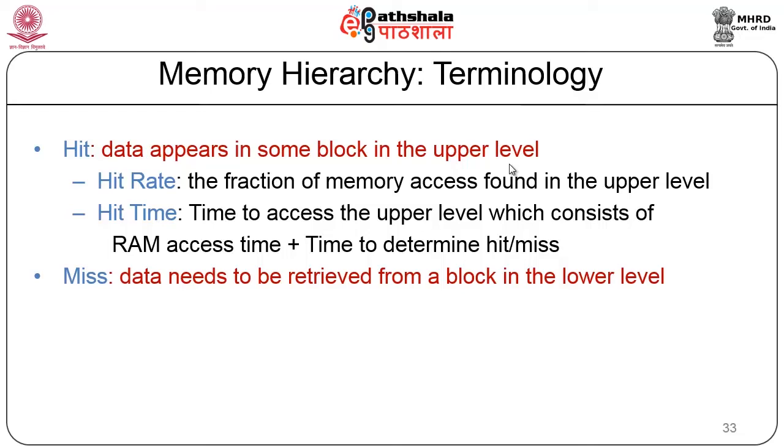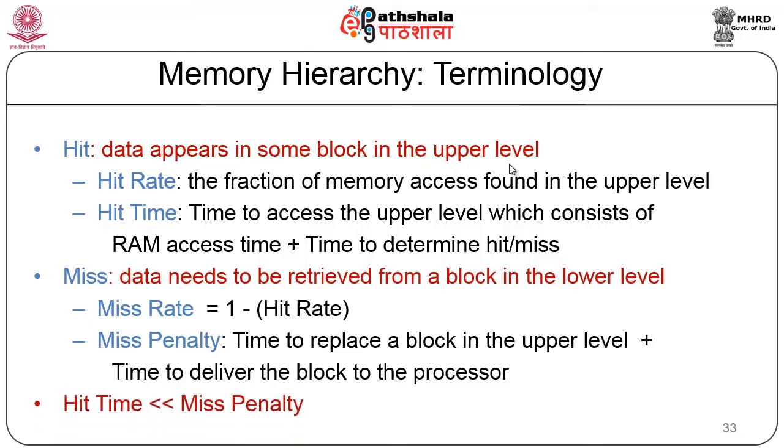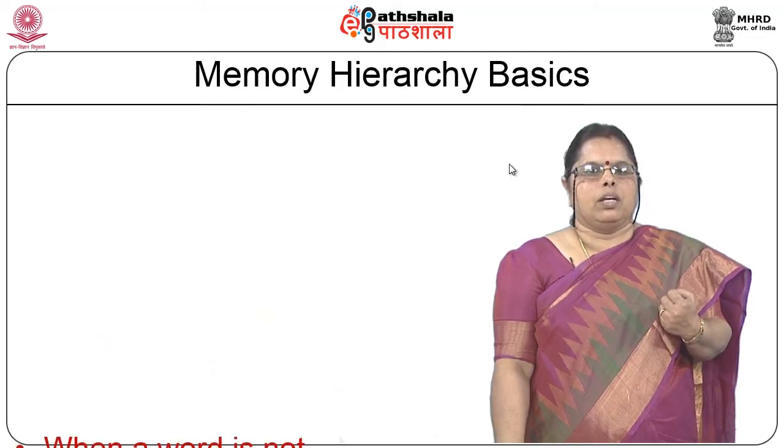Now, as against a hit, you also have a miss, where the data needs to be retrieved from a block in the lower level, and your miss rate is 1 minus the hit rate. And if it misses in a particular level of memory, then you will have to pay a penalty for it, that is a miss penalty. The miss penalty is the time to replace a block in the upper level and the time to deliver the block to the processor. And obviously, we want the hit time to be far less than the miss penalty.